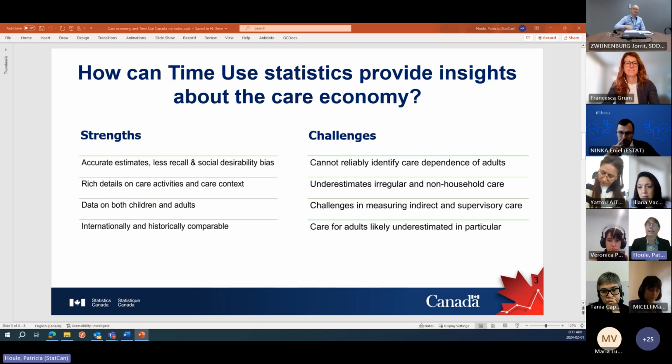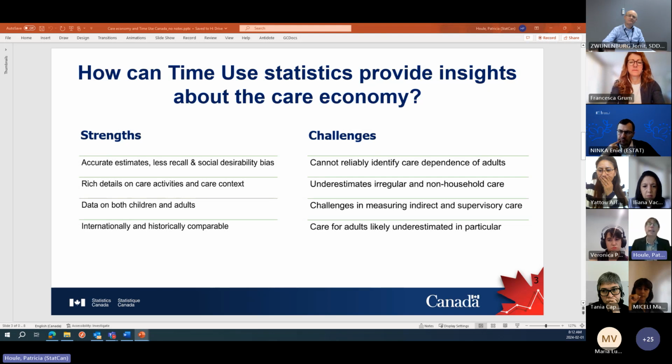Supervisory care, again, is very challenging to get, especially if it's indirect, if it's just making sure that someone is okay, or someone being on call but being there in case something happens. If we could identify the reasons, we'd be able to understand why care is so much underestimated or not reported during a time use survey, and that would be really helpful.